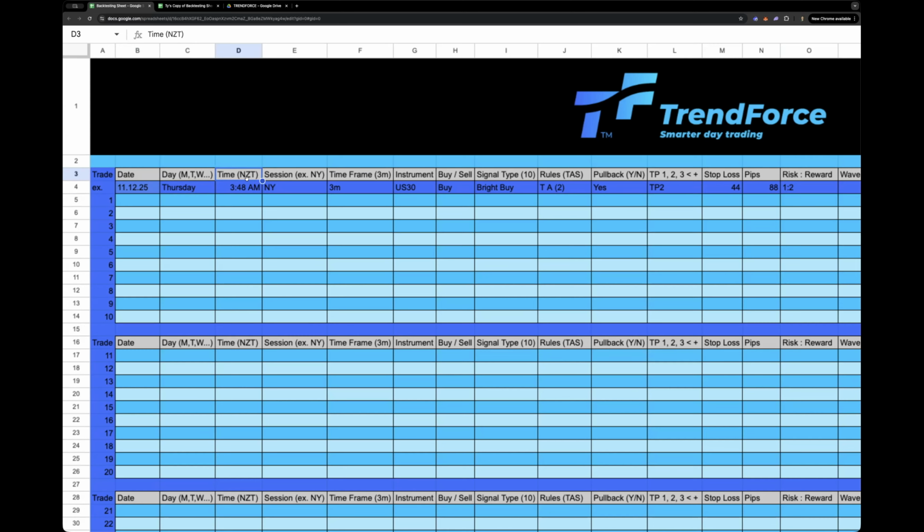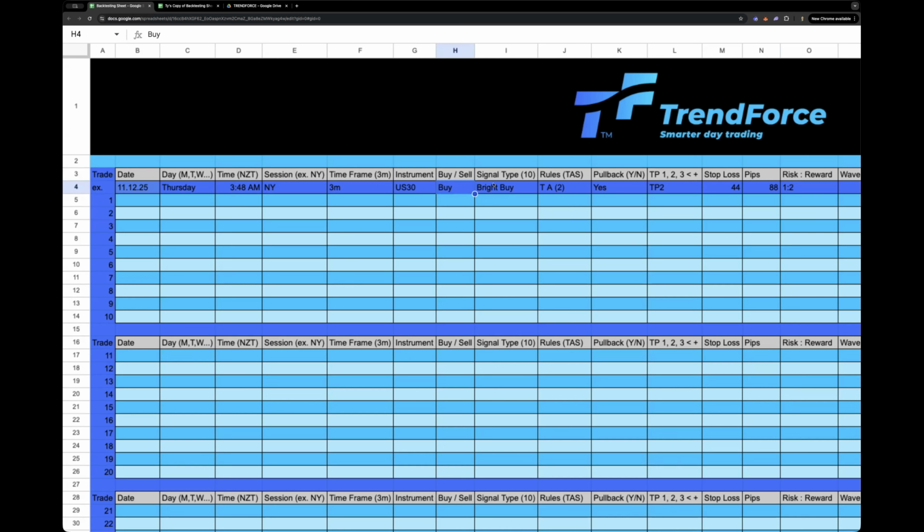You're going to be able to save this, make your own copy of it, and write in here whatever time zone you're looking at within TradingView, because you can set that. Write the time of the particular signal that you're looking at, what session it is, whether it's New York or Asia or London, etc. The time frame of the chart that you are measuring right here, so say it's a 3-minute. The instrument, that could be gold, US 30, NAS 100.